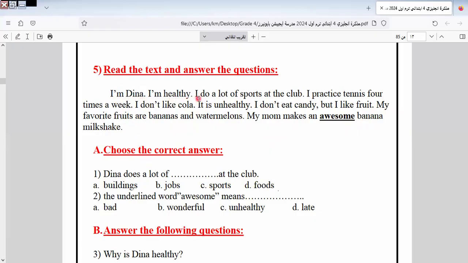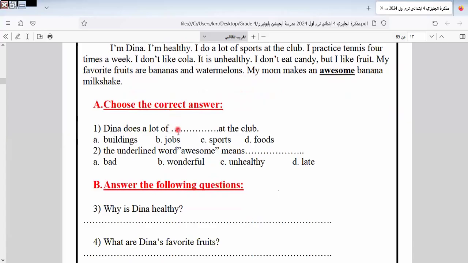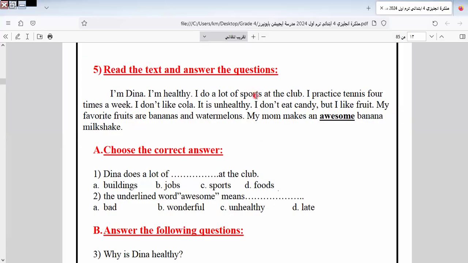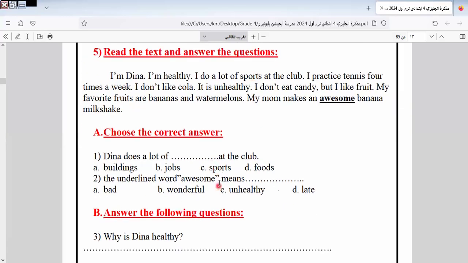I'm Dina. I'm healthy. I do a lot of sports at the club. I practice tennis 4 times a week. I don't like cola. It's unhealthy. I don't eat candy, but I like fruit. My favorite fruits are bananas and watermelons. My mom makes an awesome banana milkshake. So here, let's answer the question. Dina does a lot of what? A lot of sports. You are clever pupils. A lot of sports here, as we know during the text.